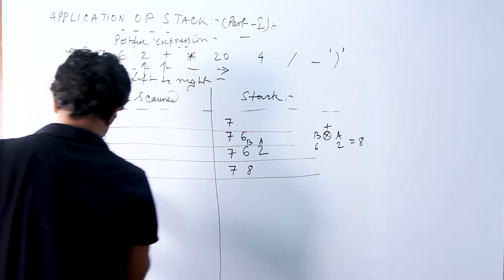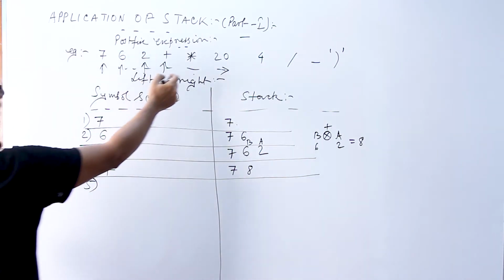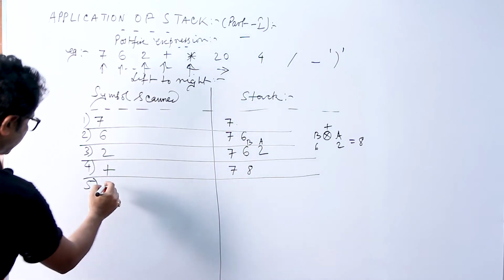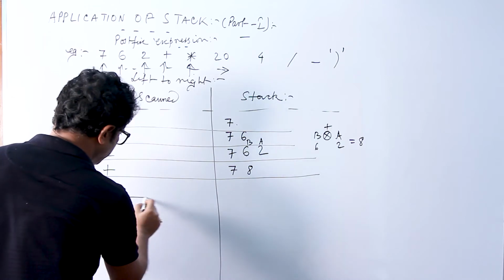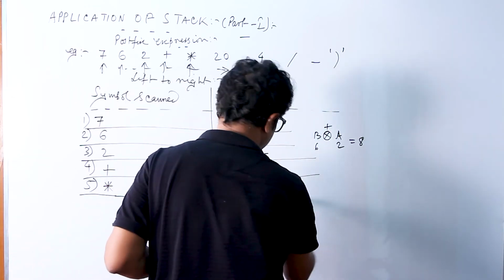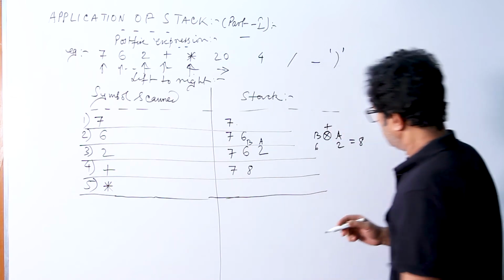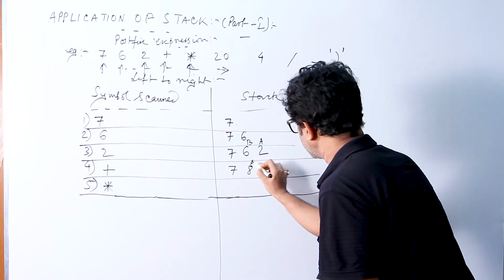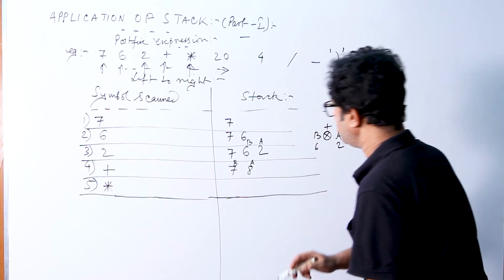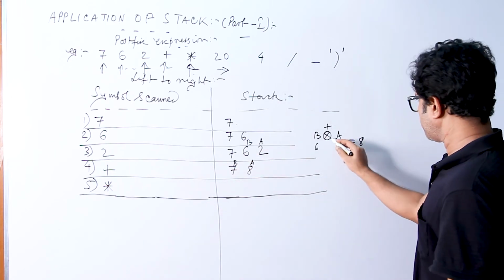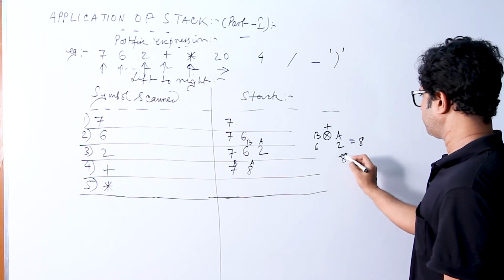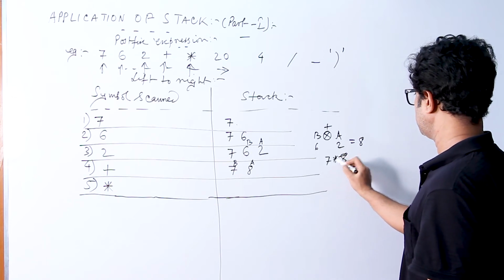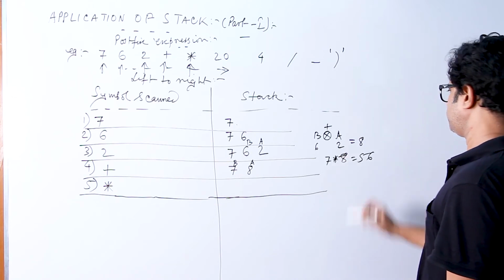7 and 8. Now we see that in the 5th step we encounter this operator star. So we again encounter an operator, not an operand. So our work will be similar to what we have done in the previous step. What is A here? The top element is A and the next to top element is B, and the operator is star. So we will perform the operation B operator A.